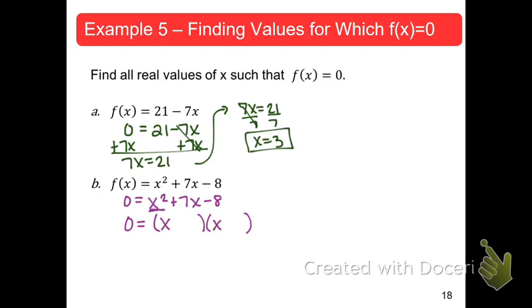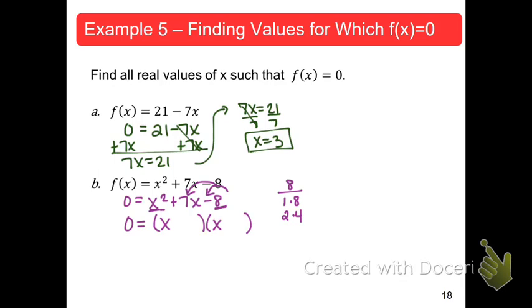Your last two terms, when you do your FOIL, those last two have to multiply to 8, and then we read it backwards. They also need to subtract to give you 7. So what two numbers multiply to 8 that when you subtract them, you get 7? Well, if nothing else, write it out. What multiplies to 8? 1 times 8 and 2 times 4.